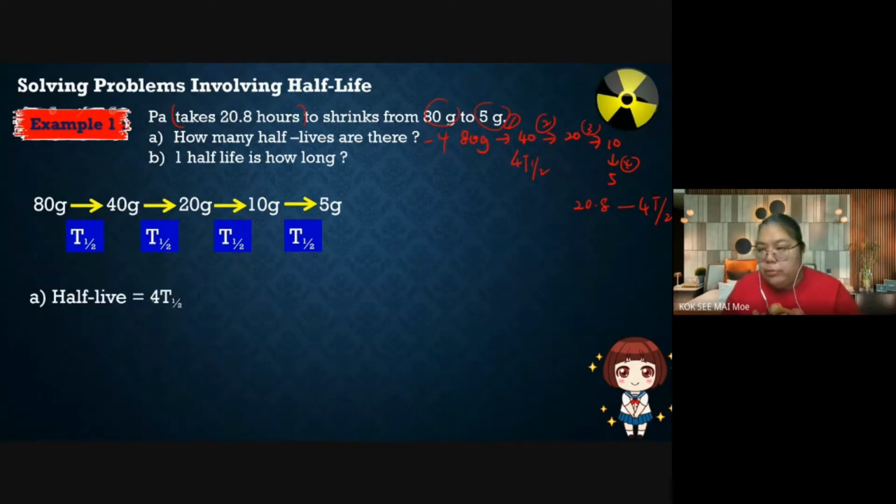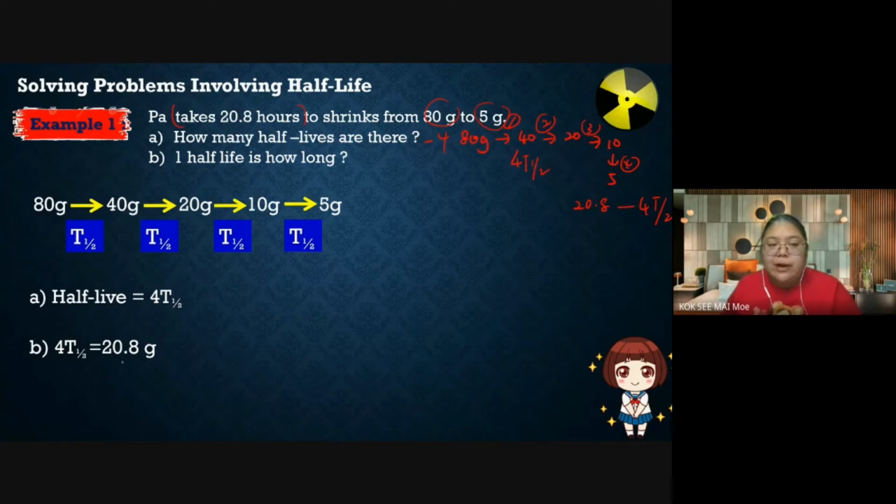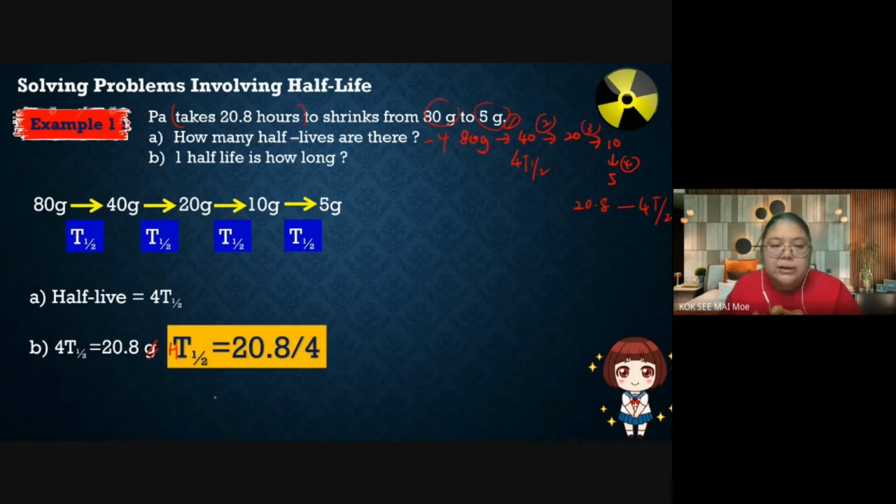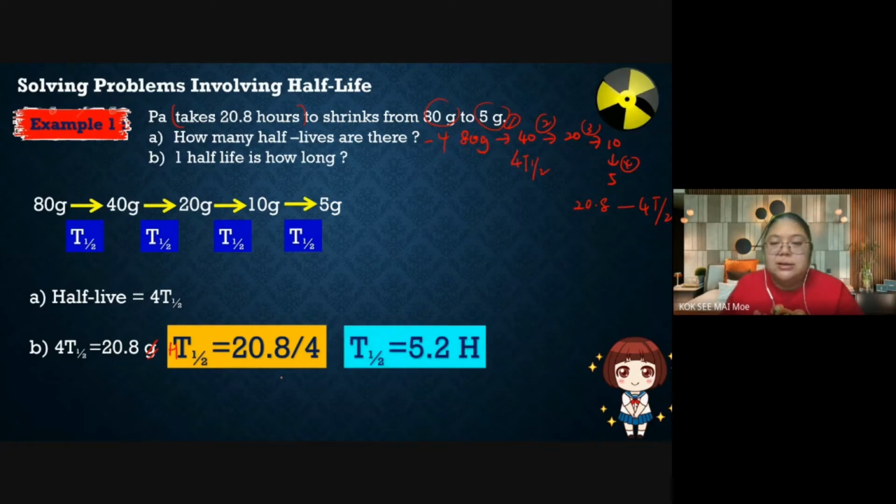Half-life, how many? 4. Okay, B, I want to find how long 1 half-life is. Because 4 half-lives is 20.8 grams. Get it? Sorry, not grams, 20.8 hours. So from here, how long is 1 half-life? 1 half-life is 20.8 divided by 4. Final answer is 5.2 hours.